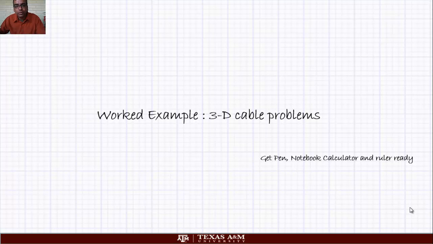Hi, welcome to 221. Today we are going to look at a worked example of using the three-dimensional force calculations that we developed in the earlier lecture class.